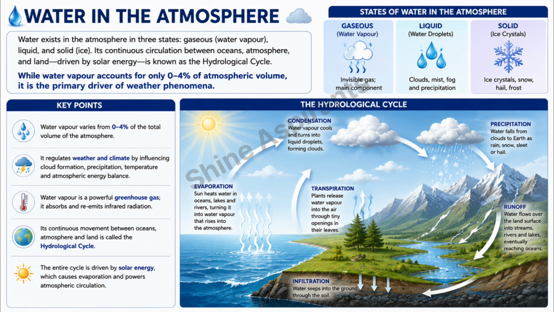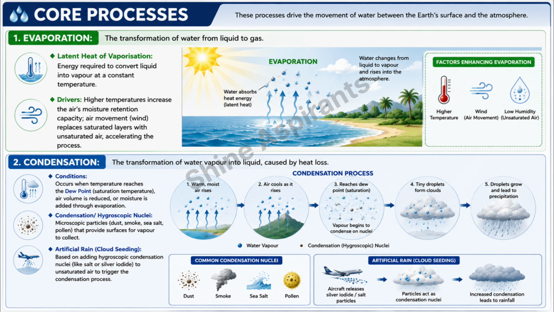While water vapor accounts for only 0 to 4% of atmospheric volume, it is the primary driver of all weather phenomena. Core processes: evaporation, transformation of water from liquid to gas. Latent heat of vaporization: energy required to convert liquid into vapor at a constant temperature. Drivers: higher temperatures increase the air's moisture retention capacity. Air movement: wind replaces saturated layers with unsaturated air, accelerating the process.